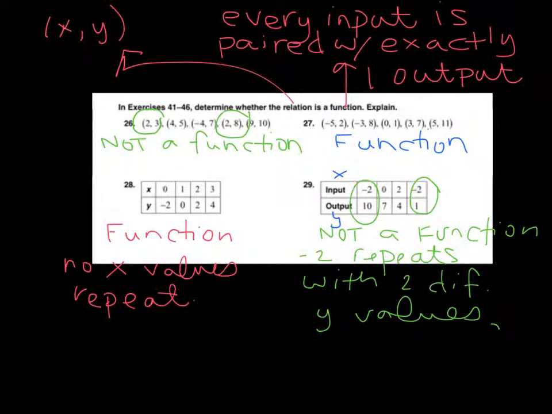We also talked about functions with that vertical line test, and so I still have examples of that on the board. So if you see a graph and you can draw a vertical line at any point on the graph and touch 2 points at the same time, then it fails the vertical line test and is not a function.